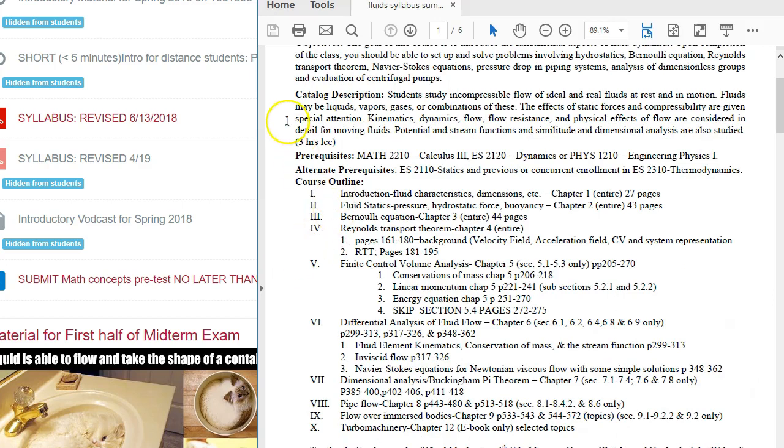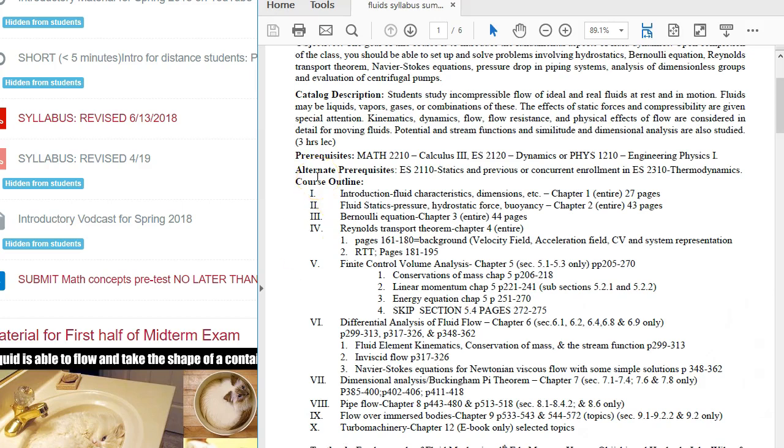Catalog description. Students study incompressible flow of ideal and real fluids at rest and in motion. The fluids may be liquids, vapors, gases, or combinations. The effects of static forces and compressibility are given special attention. We look at kinematics, dynamics, flow resistance, and physical effects of flow. And we also look at potential and stream functions, as well as similitude and dimensional analysis. Now, if you don't know what those things are, that just means that you're in the right place, because you will learn what all those definitions mean over the course of this class.